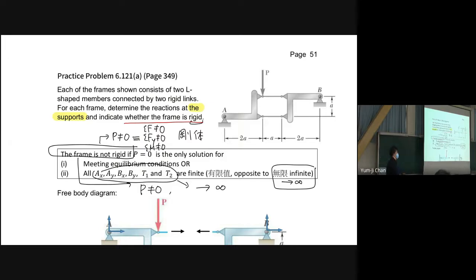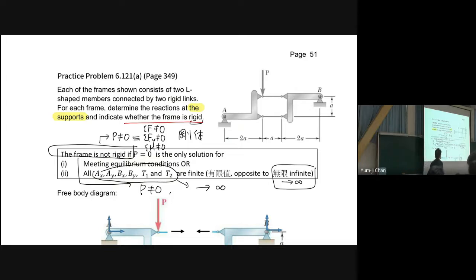So the frame is not rigid if any of these problems exists. If P does not equal 0, it means any of these, or any of these 6 is equal to infinity.